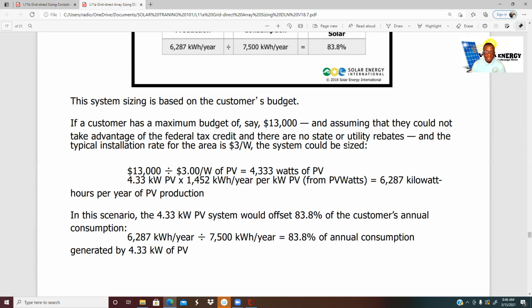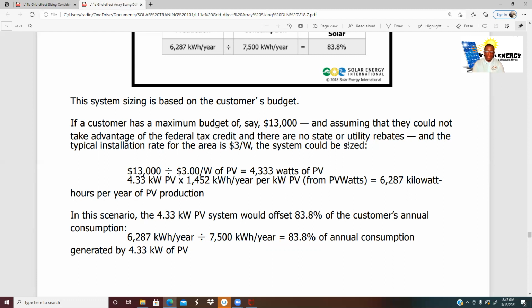So assume they could not take advantage of the federal tax credit, and there are no state or utility rebates. And the typical installation rate for the area is $3 a watt. The system could be sized. Now, $13,000 is the budget the customer has. We divide $13,000 by the installation cost. That's what it says: installation rate.